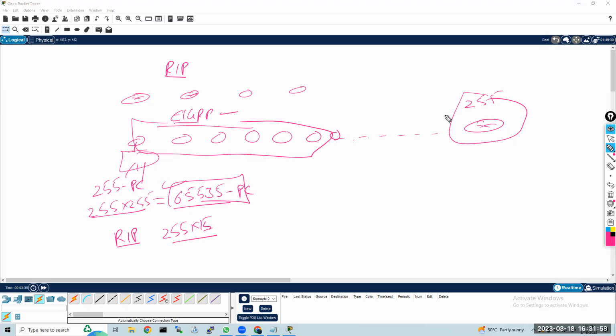But still it is not sufficient, it has already reached the limit. That's the reason they have migrated to OSPF. OSPF has unlimited hop count. Unlimited hop count.